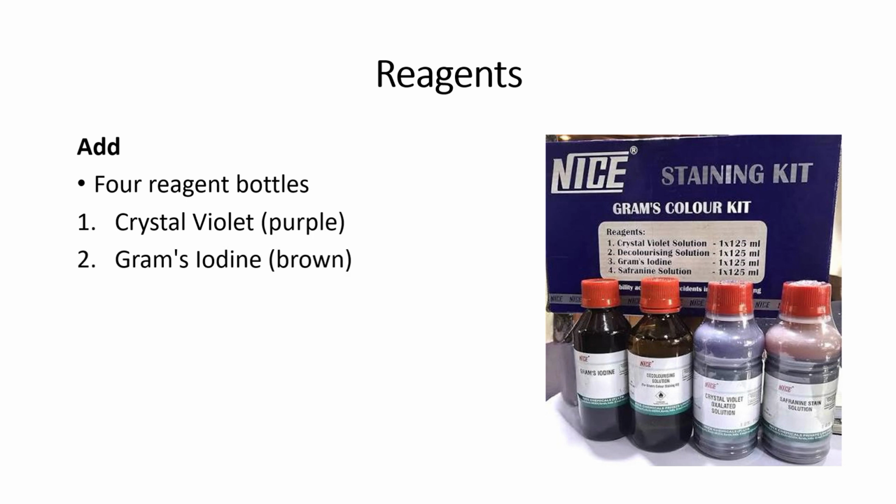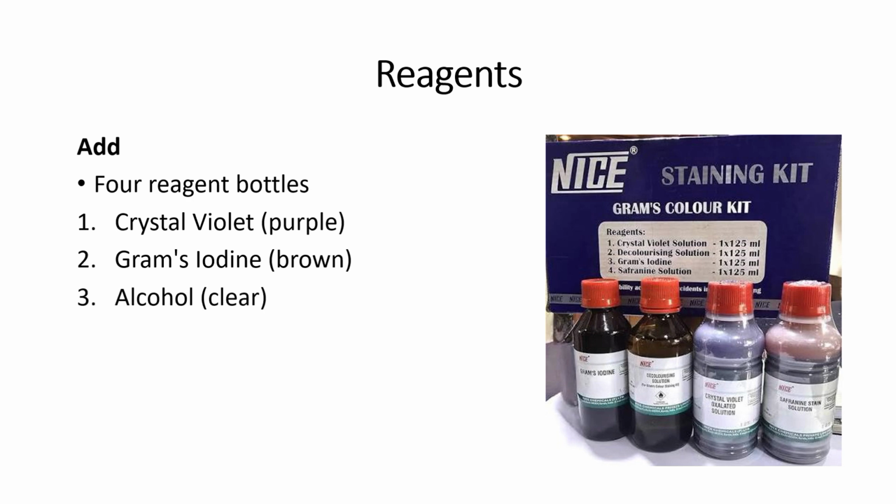Then the second reagent is gram's iodine. It is called a mordant. You know what a mordant is? A mordant is a substance that helps the stain bind more firmly to the bacterial cell wall. Instead of simply coloring the cells, iodine combines with the crystal violet to form a larger and more stable complex called the crystal violet iodine complex, or CVI complex.